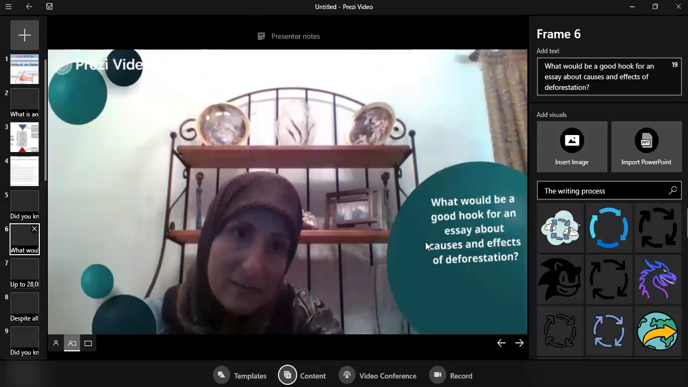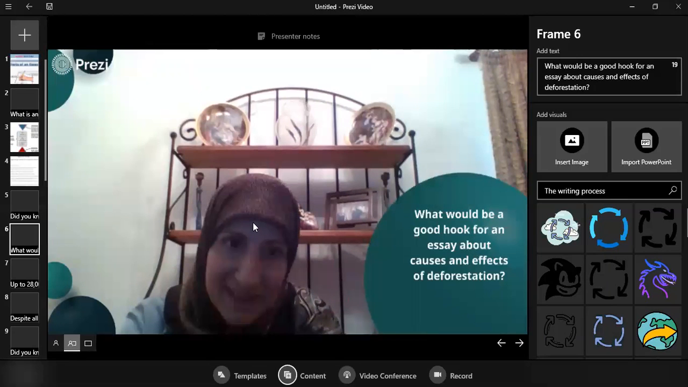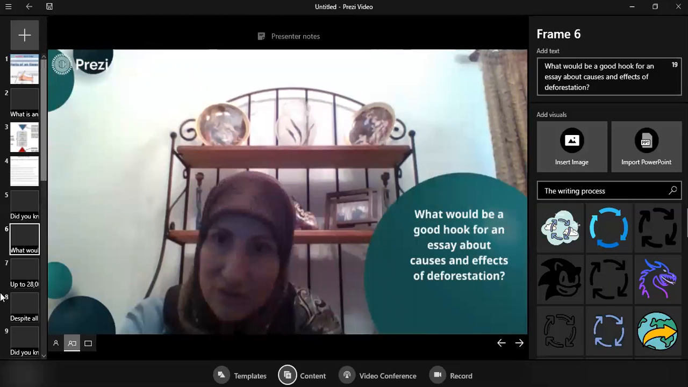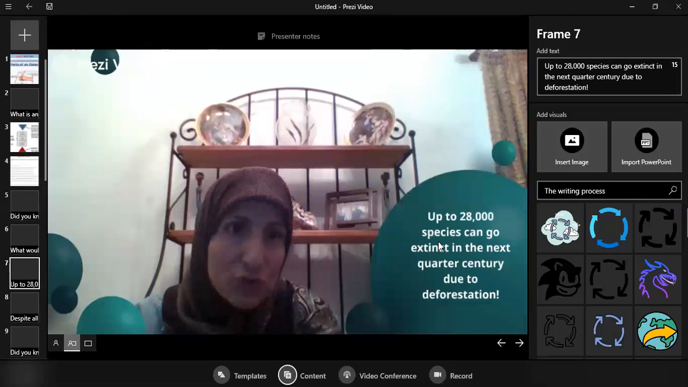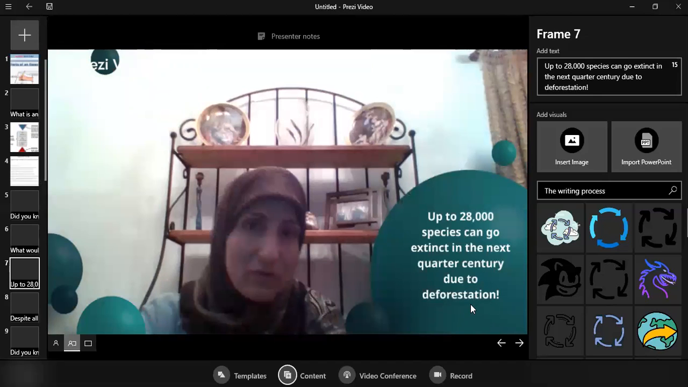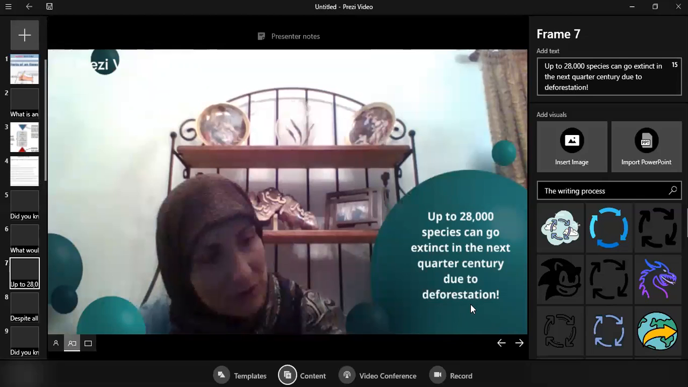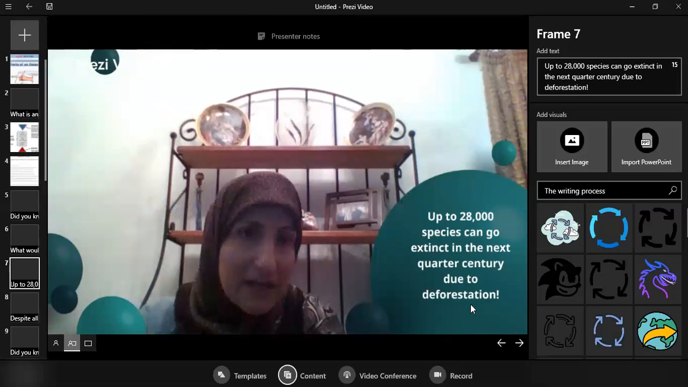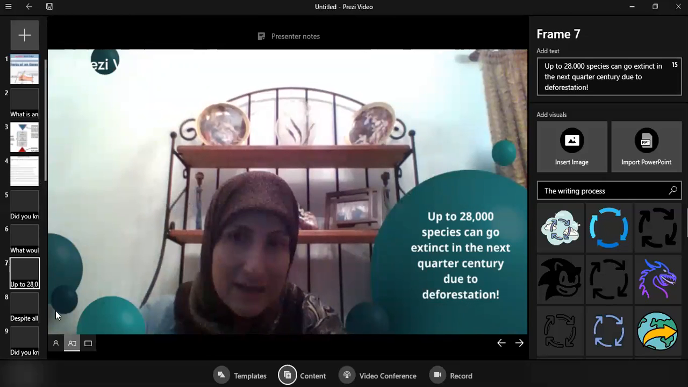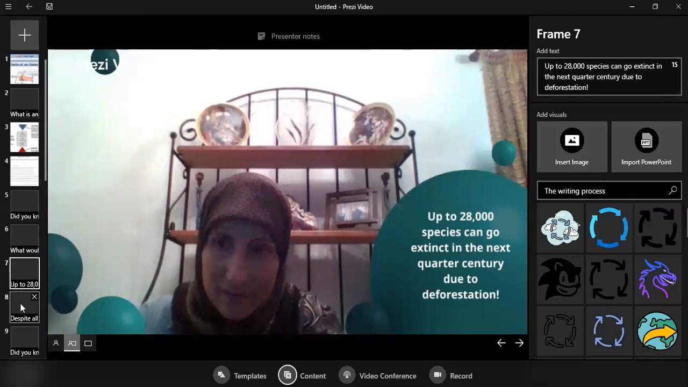What would be a good hook? That was my question for causes and effects. The second one: up to 28,000 species can go extinct in the next quarter century due to deforestation. A quarter of a century is 25 years. So again, I'm giving a shocking fact or statistic to begin my essay. Remember, a hook needs to be one sentence only.